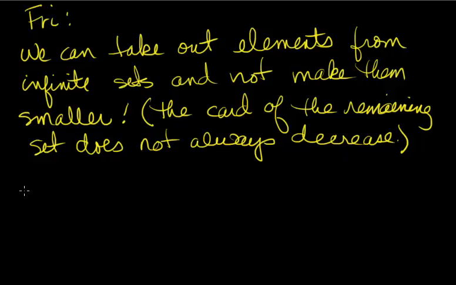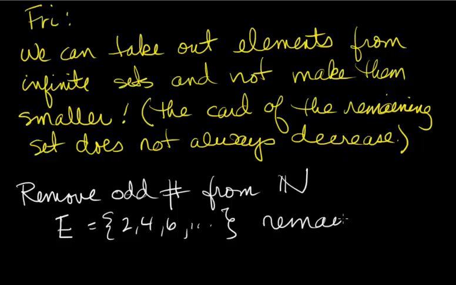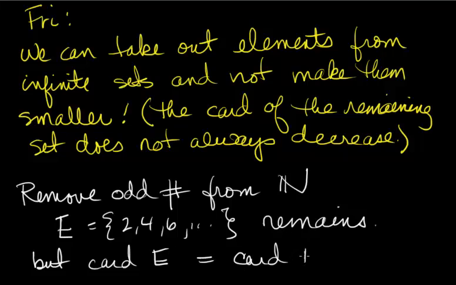Well, the one we looked at above, if we remove the odd numbers from the natural numbers, E, the set of even numbers, 2, 4, 6, remain. Well, we showed that E has the same cardinality as N. The cardinality of E, because we could list it, is equal to the cardinality of N. So we actually can remove infinitely many things from the set of natural numbers and not change the cardinality.